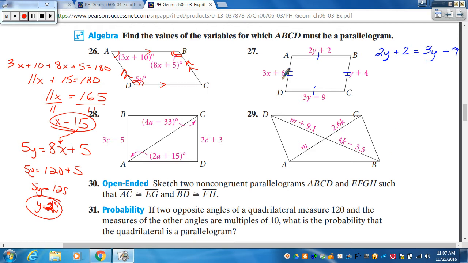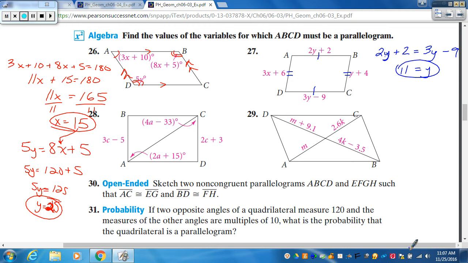Okay. These are also congruent, but there's two different variables in one equation, so it is impossible to solve without a secondary equation. So that's what we've got here. If we go ahead and solve for y here, subtracting 2y from both sides and adding 9, well, that was simple. Y is going to equal 11.